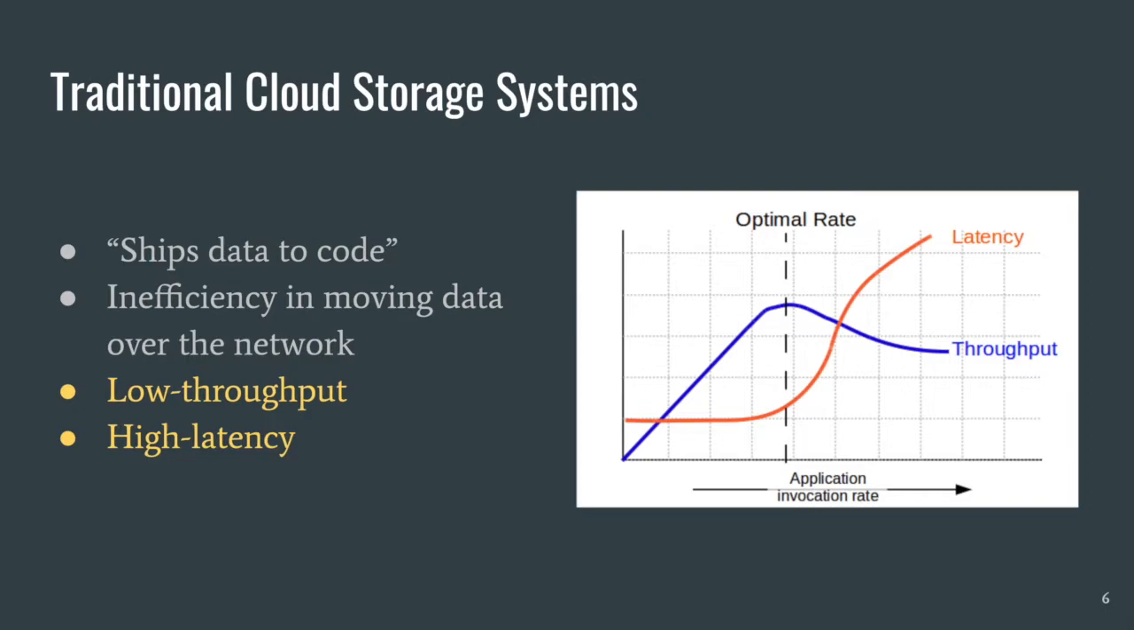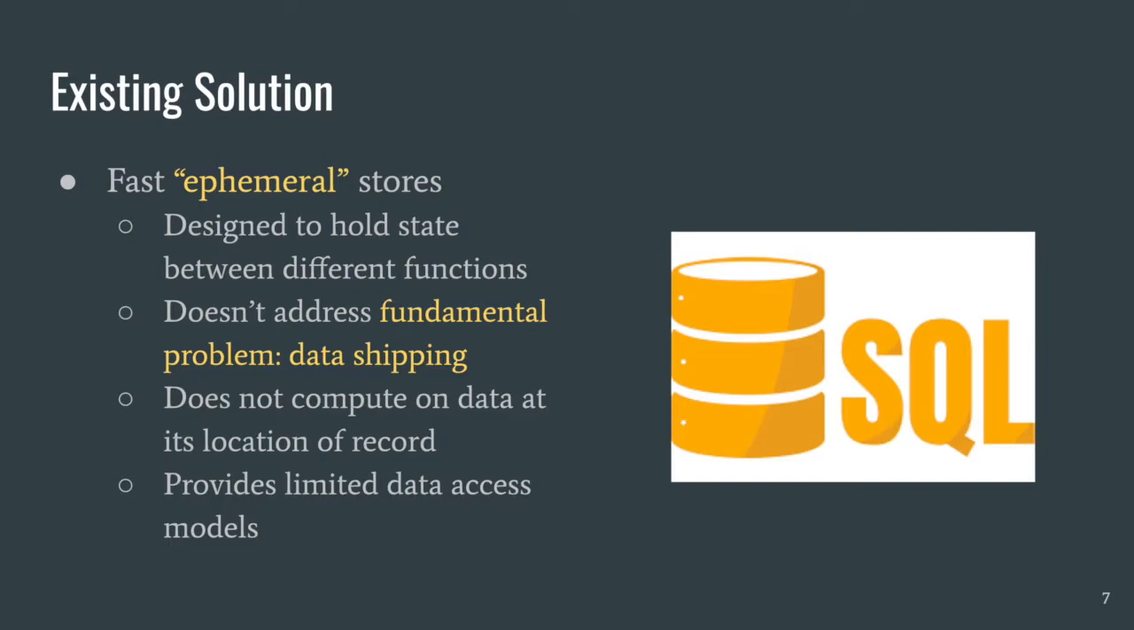One of the existing solutions we have now is fast ephemeral stores. This does solve part of the problem because it is designed to hold state between different functions. However, it doesn't address the fundamental problem, which is the data shipping, again, shipping data to the code. And because it does not compute data at its location of record, it provides limited data access models.